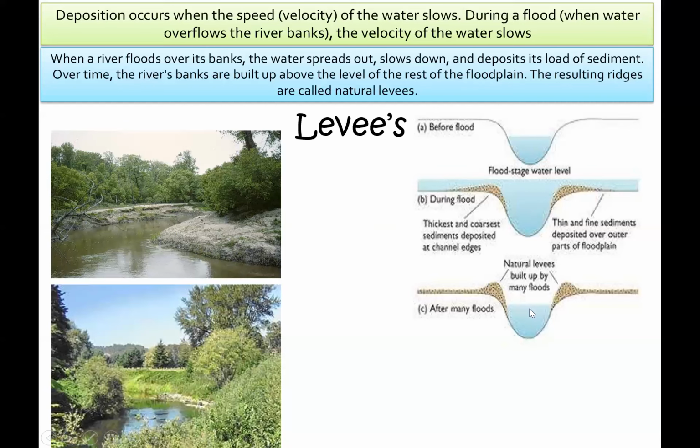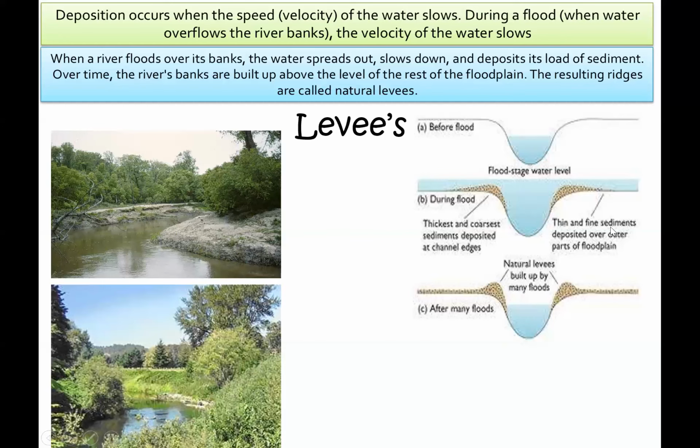And it's because water overflows, velocity, speed drops straight away, can't carry any more, so it drops most of it right on the edge of the river, creating the embankments, creating the levees. Smaller, lighter material is moved out across the floodplain. So that keeps happening, you get your levees.